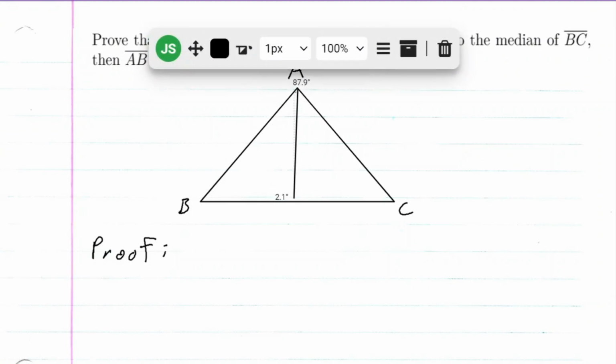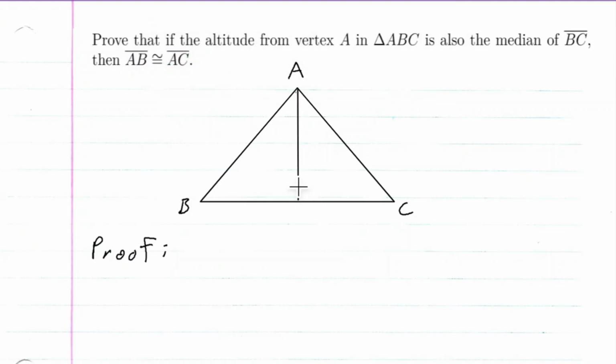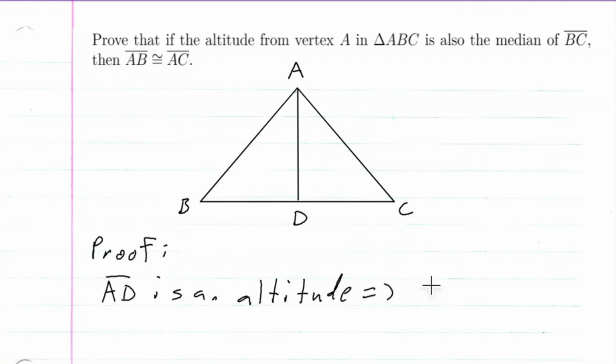That's going to be our median of BC and our altitude. Let's call that AD. So AD is an altitude, which implies that the measure of angle ADB is equal to 90, which equals the measure of angle ADC.